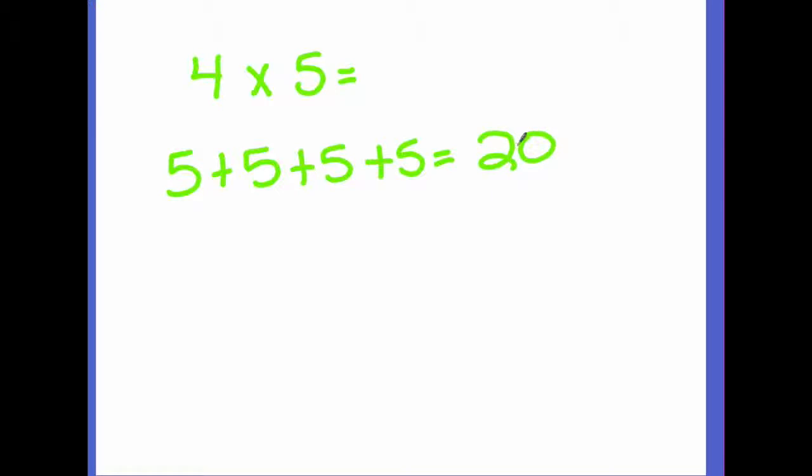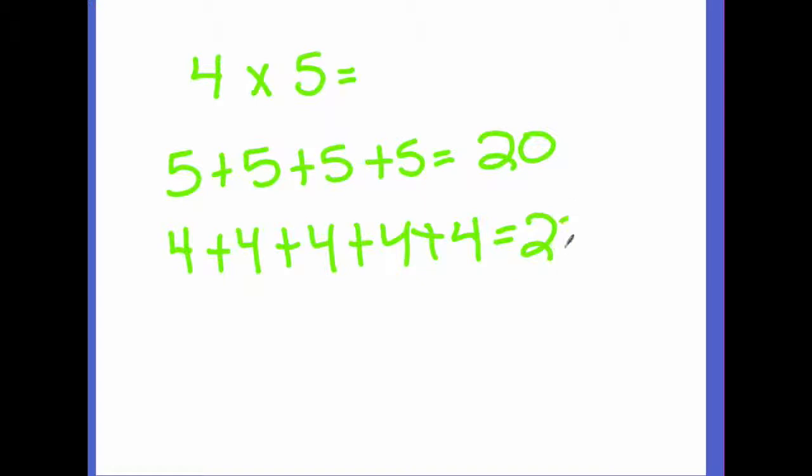Okay, what else could I do? You could do 4 five times. Okay, I could do the number 4 five times. One, 2, 3, 4, 5. And then you could just do 4 times 5 is 20. But in any case, it all equals 20.